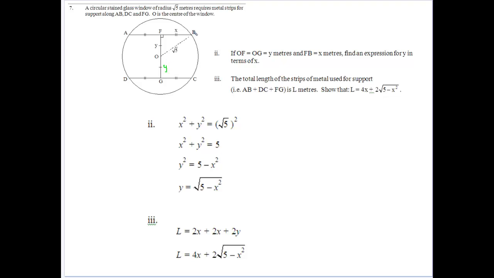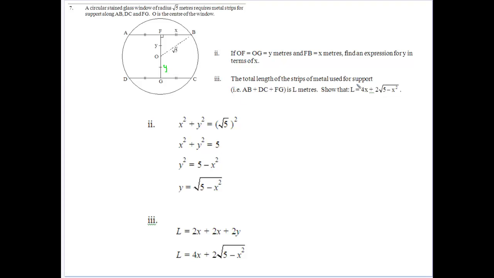Well, we've got root 5 because that's the radius there. And we've got X, we've got Y. So we can just apply Pythagoras' theorem. So X squared plus Y squared is equal to the root 5 squared. So we get that Y squared is equal to 5 minus X squared. And then Y is equal to square root of 5 minus X squared. So there's Y in terms of X. So remember what we always say, we want to get one variable in terms of the other. Well, that's what this part's doing for us.